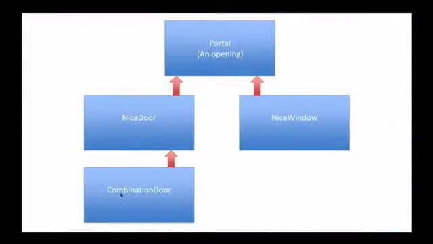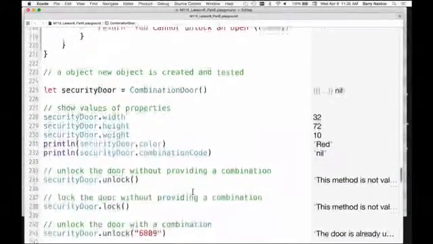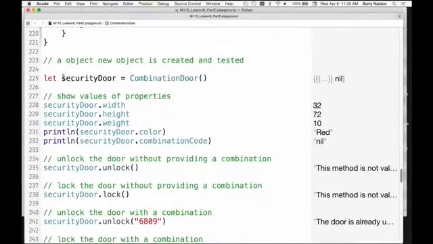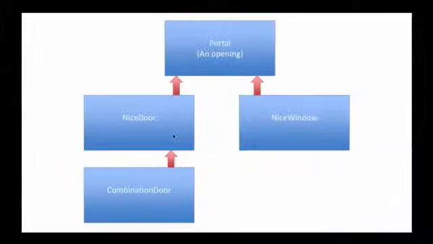So I've created my new class called combination door. Now I'm going to make new objects of this class, combination door, just to test inheritance works and also to test whether the overriding of the functions work. So I'm creating a security door of class combination door that would have inherited all the methods and properties from niceDoor, which would have inherited all the methods and properties from the portal.